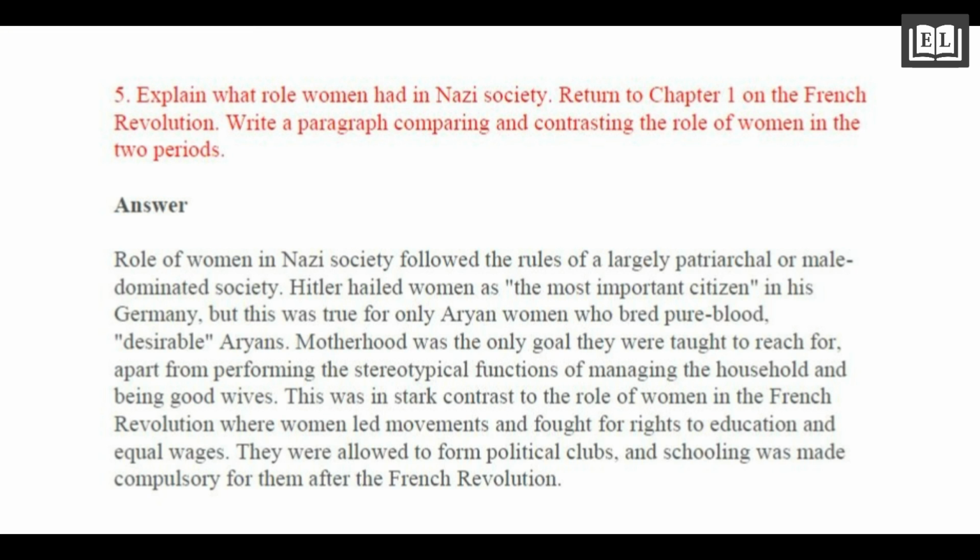5. Explain what role women had in Nazi society. Return to chapter 1 on the French Revolution. Write a paragraph comparing and contrasting the role of women in the two periods. Answer. The role of women in Nazi society followed the rules of a largely patriarchal or male-dominated society. Hitler hailed women as the most important citizens in his Germany, but this was true only for Aryan women who bred pure blood. Desirable Aryan motherhood was the only goal they were taught to reach for.